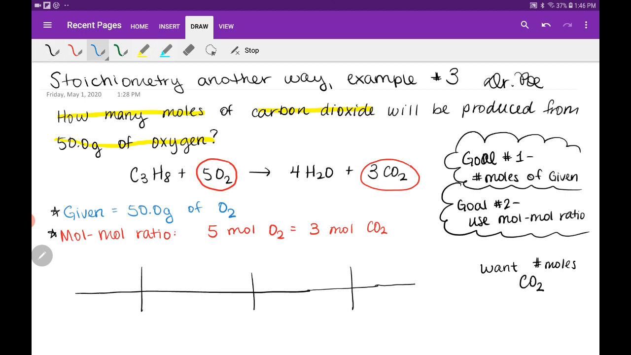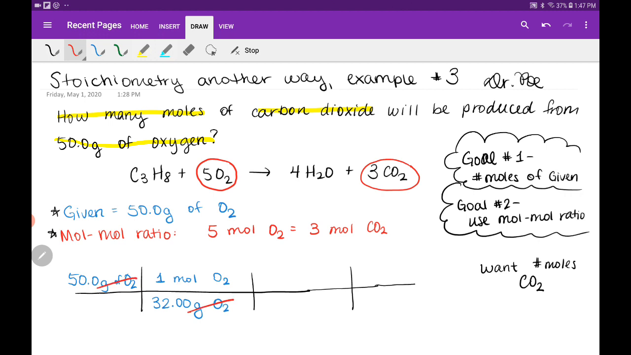So to solve this problem, start with your given, 50.0 grams of O2. And our goal number 1 is we want the number of moles of the given. So we're going to have to use the molecular weight of O2 to solve this. So O2 is 2 times 15.99, or 16 depending on the periodic table you're using, and our molecular weight is always per 1 mole. If it's coming from the periodic table, it's always per 1 mole. That never changes. Isn't it nice when some things never change? Okay, and so this gets rid of grams, so now we have moles.